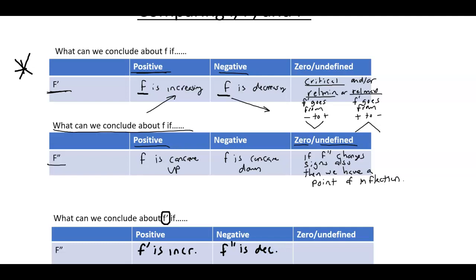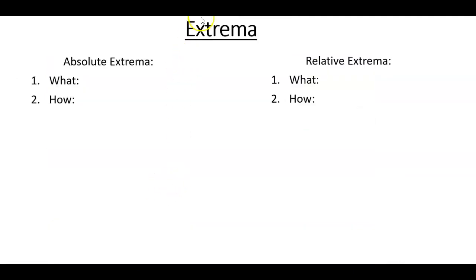And what can we conclude about f prime when f double prime is 0 or undefined? Well, that means that we have a critical value there and or a relative min of f prime or a relative max of f prime. And once again, that just depends. Are we going from negative to positive, or are we going from positive to negative? Okay? And so that's how we can compare the graphs or functions of f, f prime, and f double prime. Let's move on to our next one.